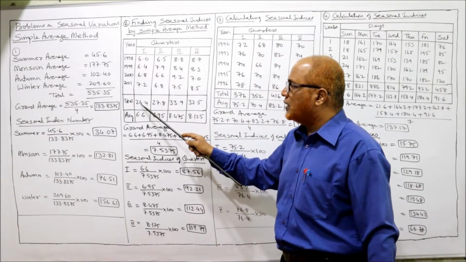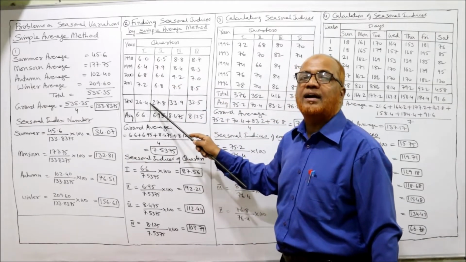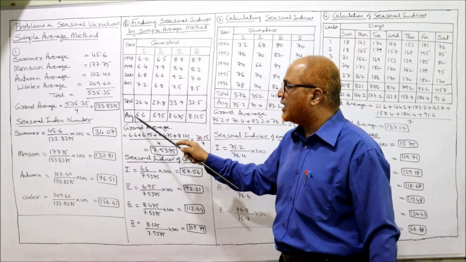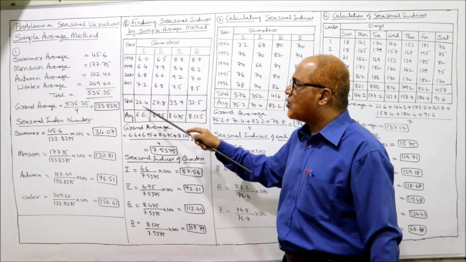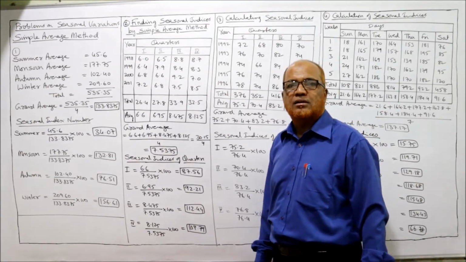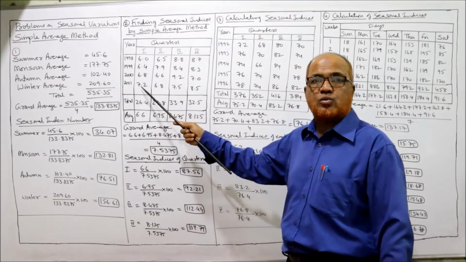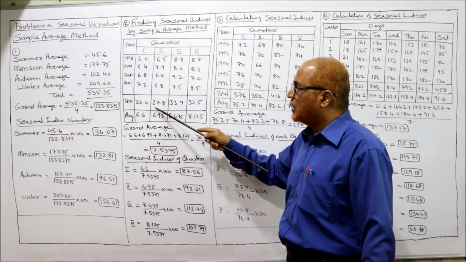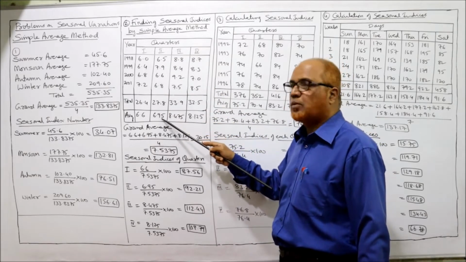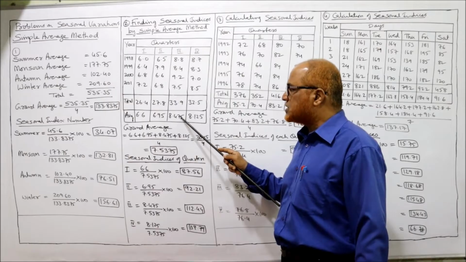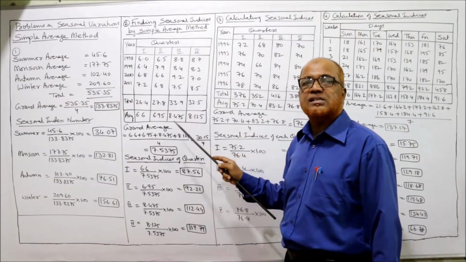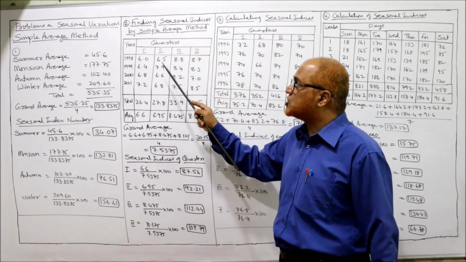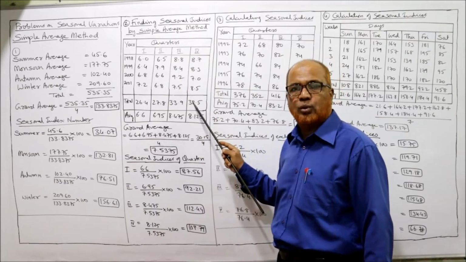So 26.4 divided by 4, you will get the average 6.6. The first quarter average 6.6. We have calculated the average of the first quarter. Similarly, calculate the average of the second quarter. Take the total 27.8 divide by 4, 6.95. 8.475, 8.125. These are the average of first quarter, second quarter, third quarter, fourth quarter.